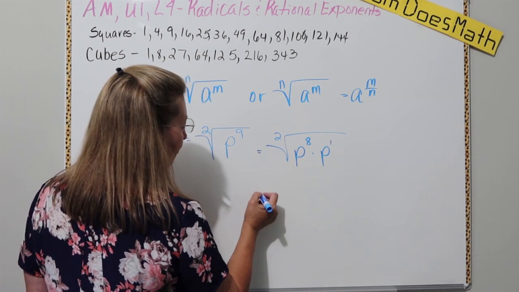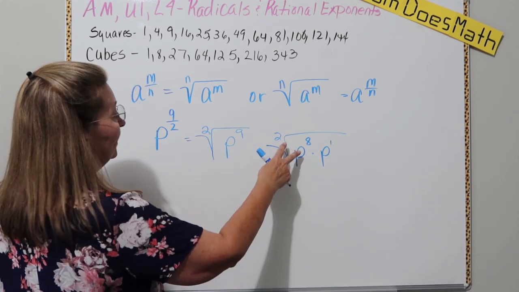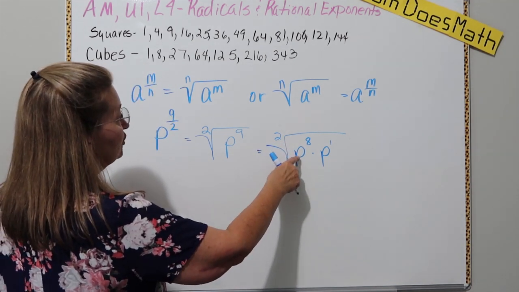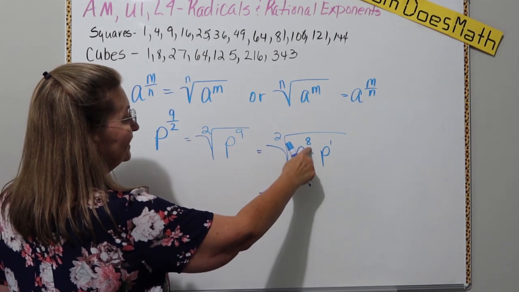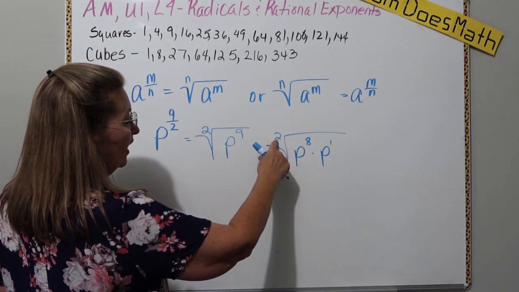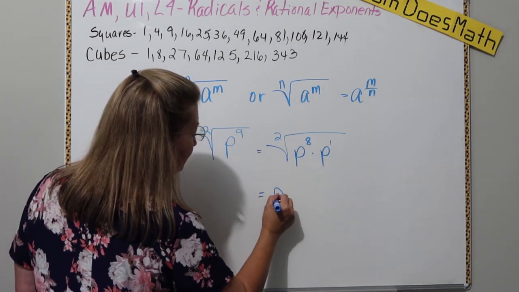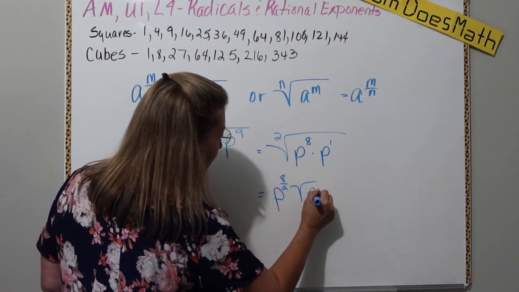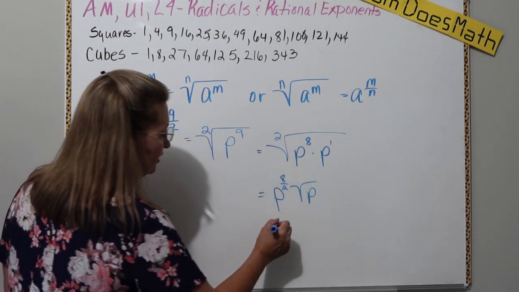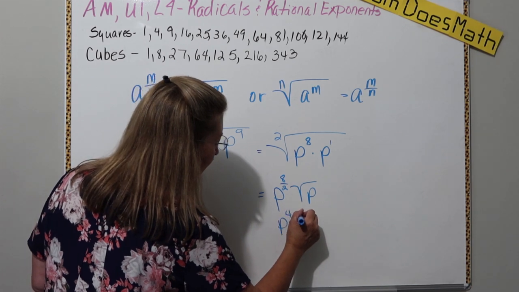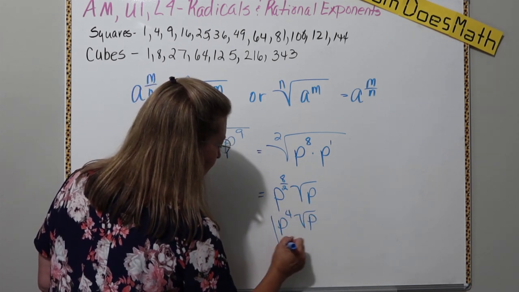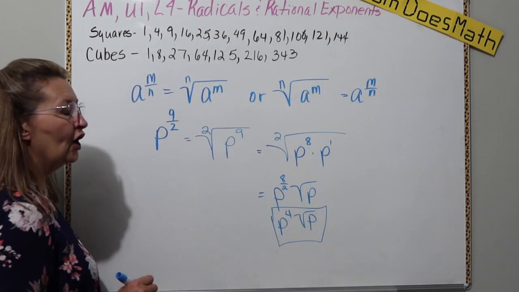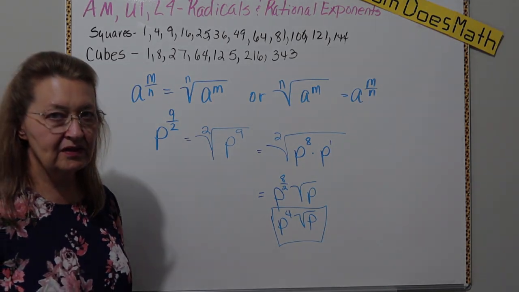Now as far as simplifying this, we can go back to this method. I can take my exponent divided by my index. So this is actually P to the 8 over 2. Now that P is going to have to stay where it is. So I have P to the 4th square root of P. Just go slow and do one thing at a time.